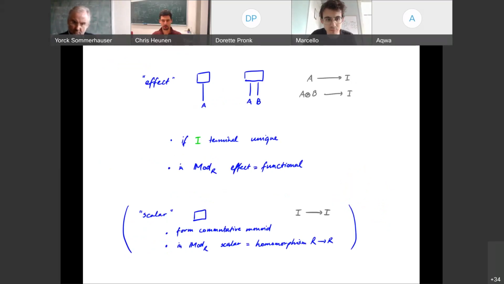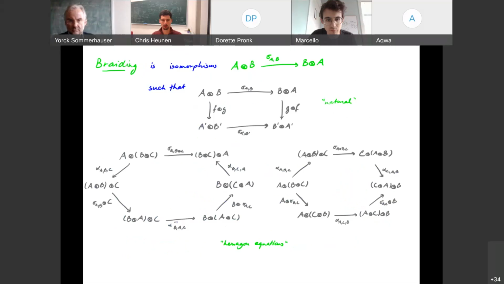Let me skip this because we sort of talked about this already, and let me move to braidings. So far we had a two-dimensional graphical calculus. Now I'm going to talk about adding a third dimension to this. Namely, we're not going to have categories, which are one-dimensional. We're not going to have monoidal categories, which are two-dimensional. We're going to have braided monoidal categories.